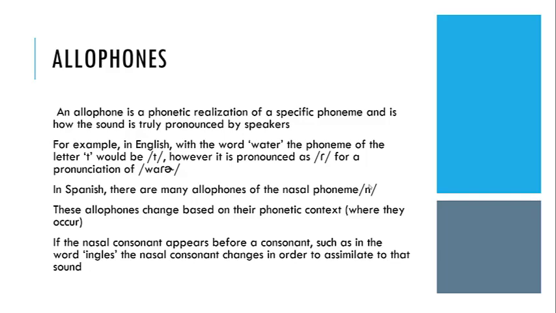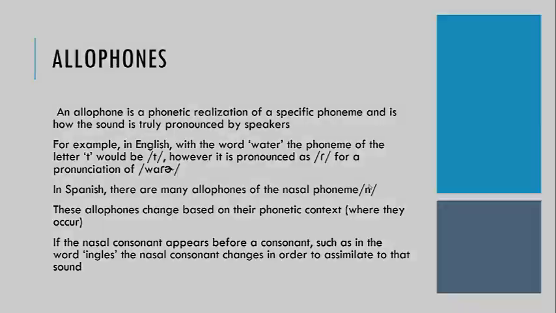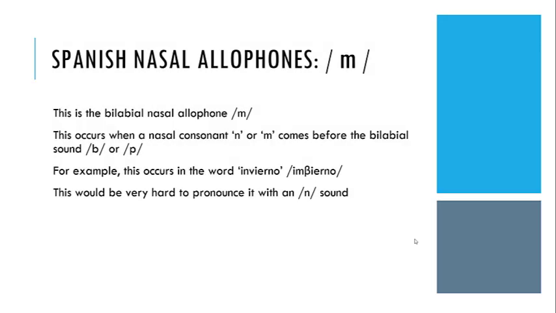In Spanish, there are many allophones of the nasal phoneme n, based on the context of where it appears in the word. If the nasal consonant appears before another consonant, such as in the word inglés, the nasal consonant changes in order to assimilate to that sound, because it is in a different place in your mouth. We will look at these consonants based on the place of articulation, or where you make the sound in your mouth.